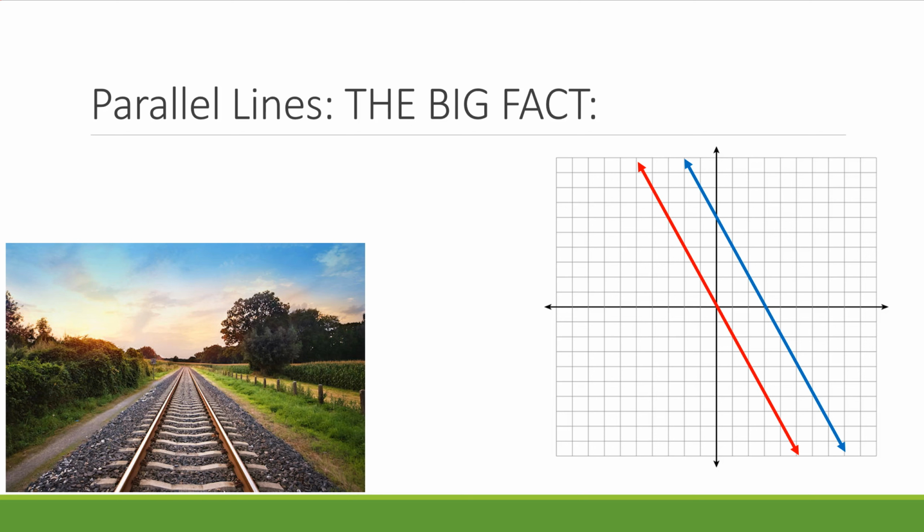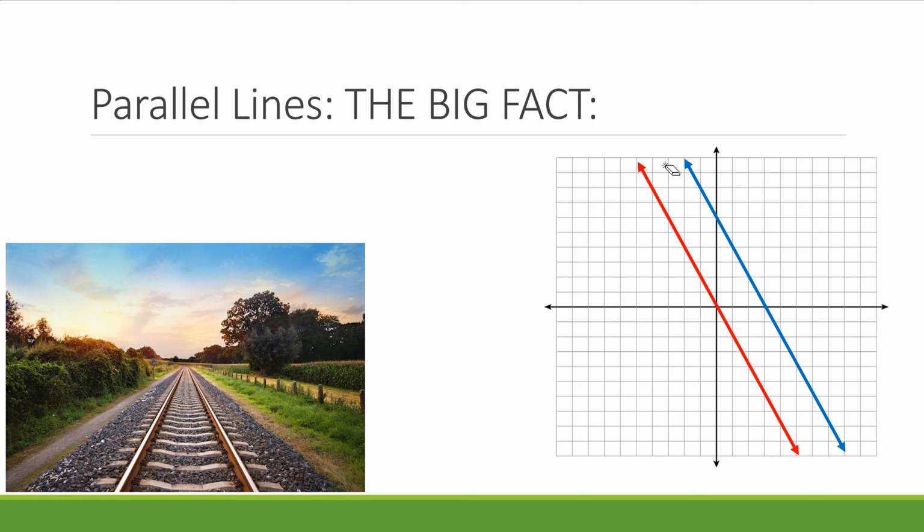Okay, parallel lines. Here's the deal with parallel lines. They never touch. Much like railroad tracks, they go on and on forever without touching. Look at these lines. They go on and on forever without touching. Now, we can find something out about parallel lines. There's a big fact about them that relates to some of the concepts we've been talking about recently in class.